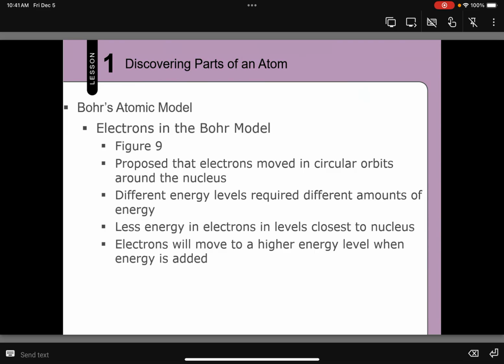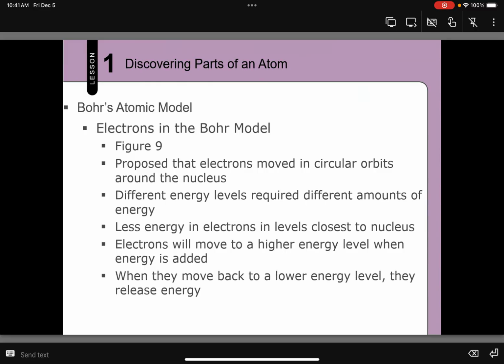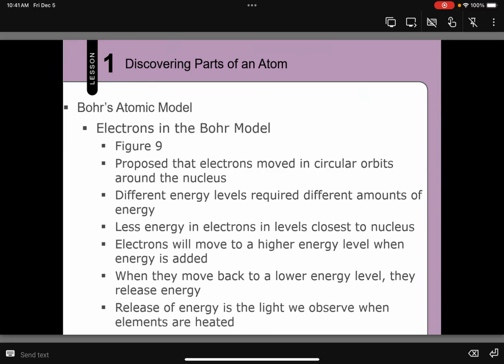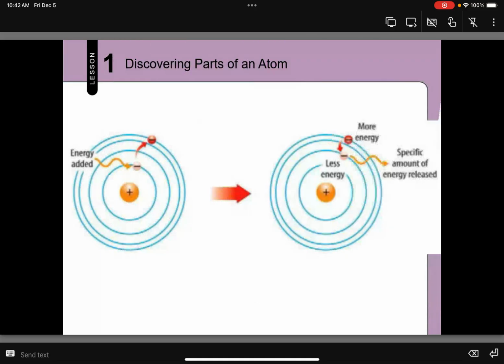There is less energy in the electrons that are closest to the nucleus. They will move to higher energy levels when energy gets added. When the energy is removed, they release that energy and move back to the lower energy level. And we observe that release of energy as light.